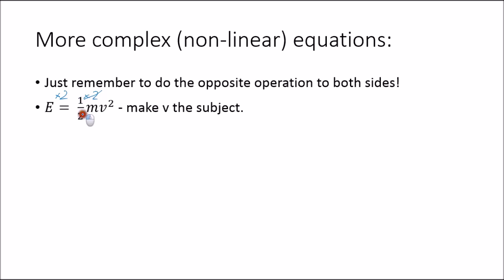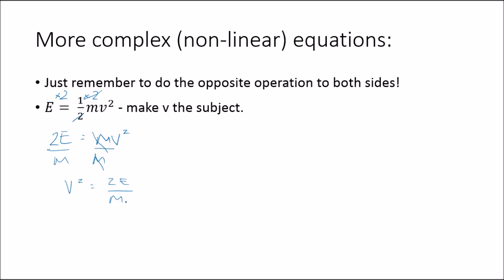So we'll cancel the 2's on that side, so we've got 2e equals mv squared. So far there's nothing here that's any different to what you would have done before with linear equations. Then to get the v squared by itself, I'm going to divide both sides by m, cancelling my m's on the right hand side. So now I've got v squared equals 2e over m.